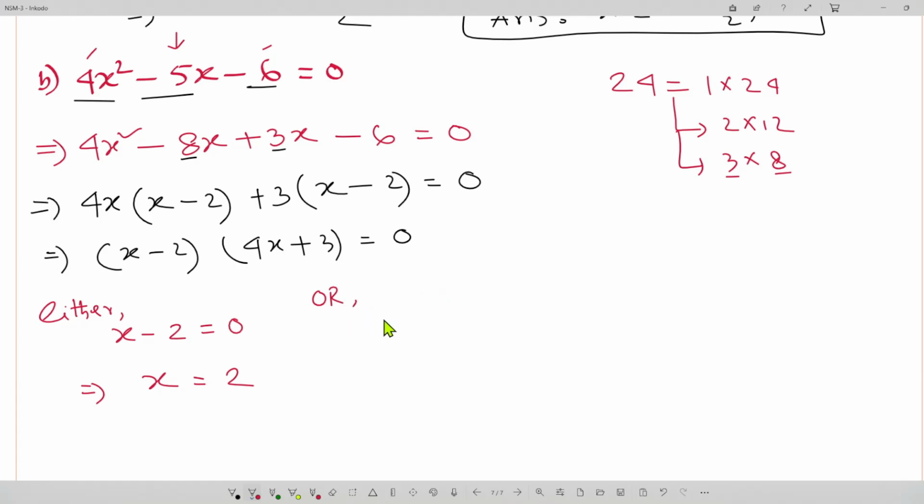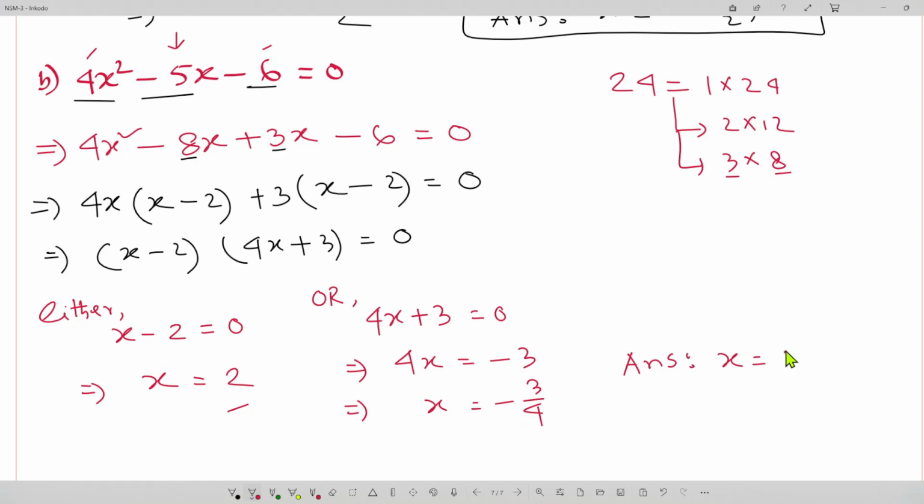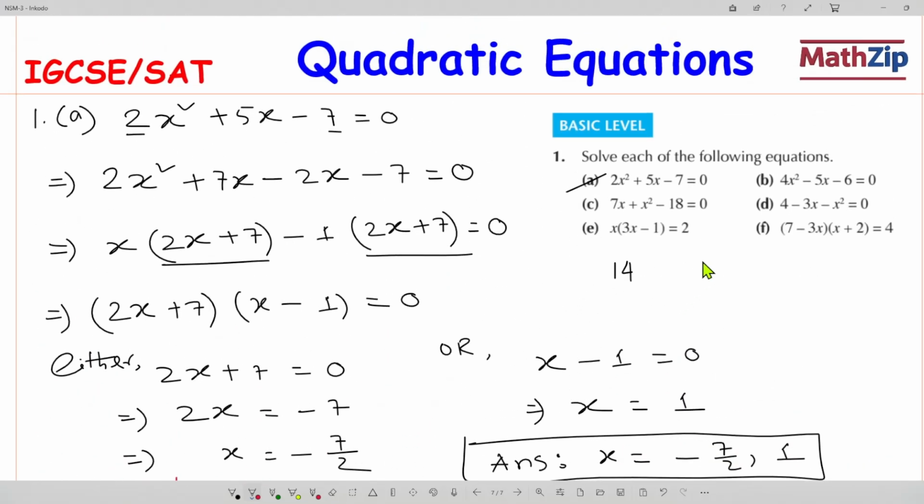Similarly, or we can say 4x + 3 = 0. Now we can subtract 3 from both sides, so 4x = −3. Now we will divide both sides by 4, so x = −3/4. And this is our answer. One is 2, another one is −3/4. So we can write the answer x = 2 and −3/4. Very simple. So A and B are both done.